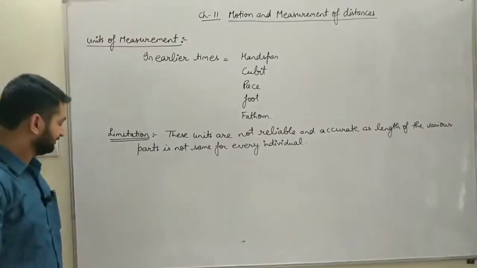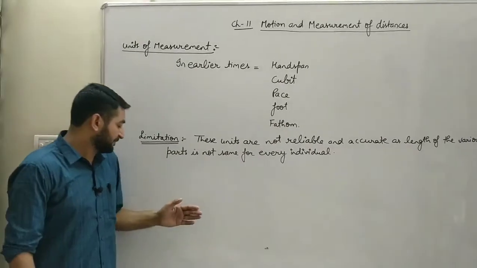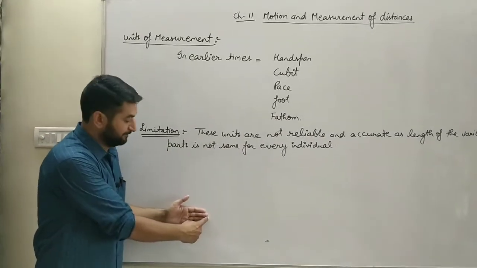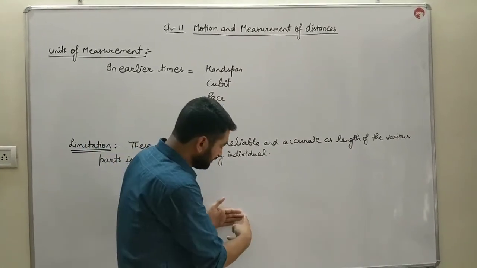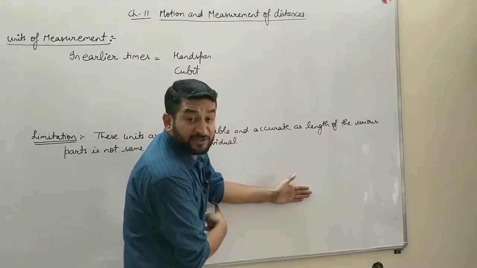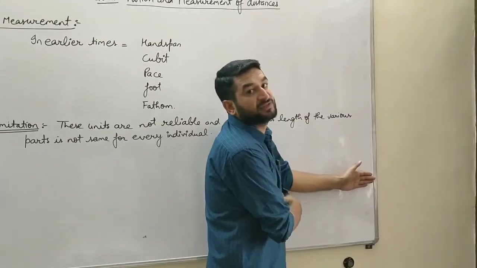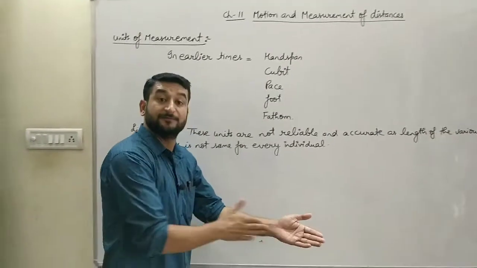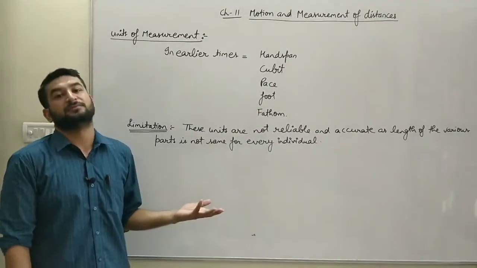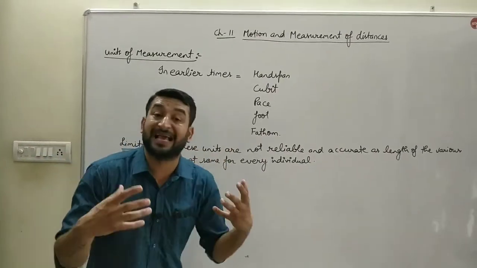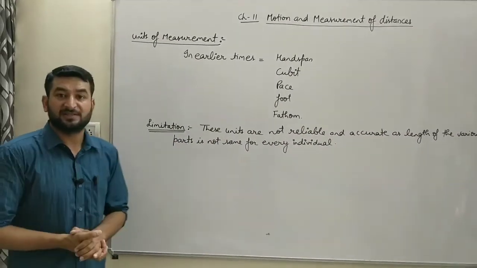Next, cubit. If I want to measure the length of this board with the help of cubit, 1 cubit, 2 cubit, 3 cubit, and from here it is approximately 4 cubits. Arm lengths. The length of the cubit is also not the same for every individual. That is why cubit is also not accurate and reliable. Now we'll discuss pace.